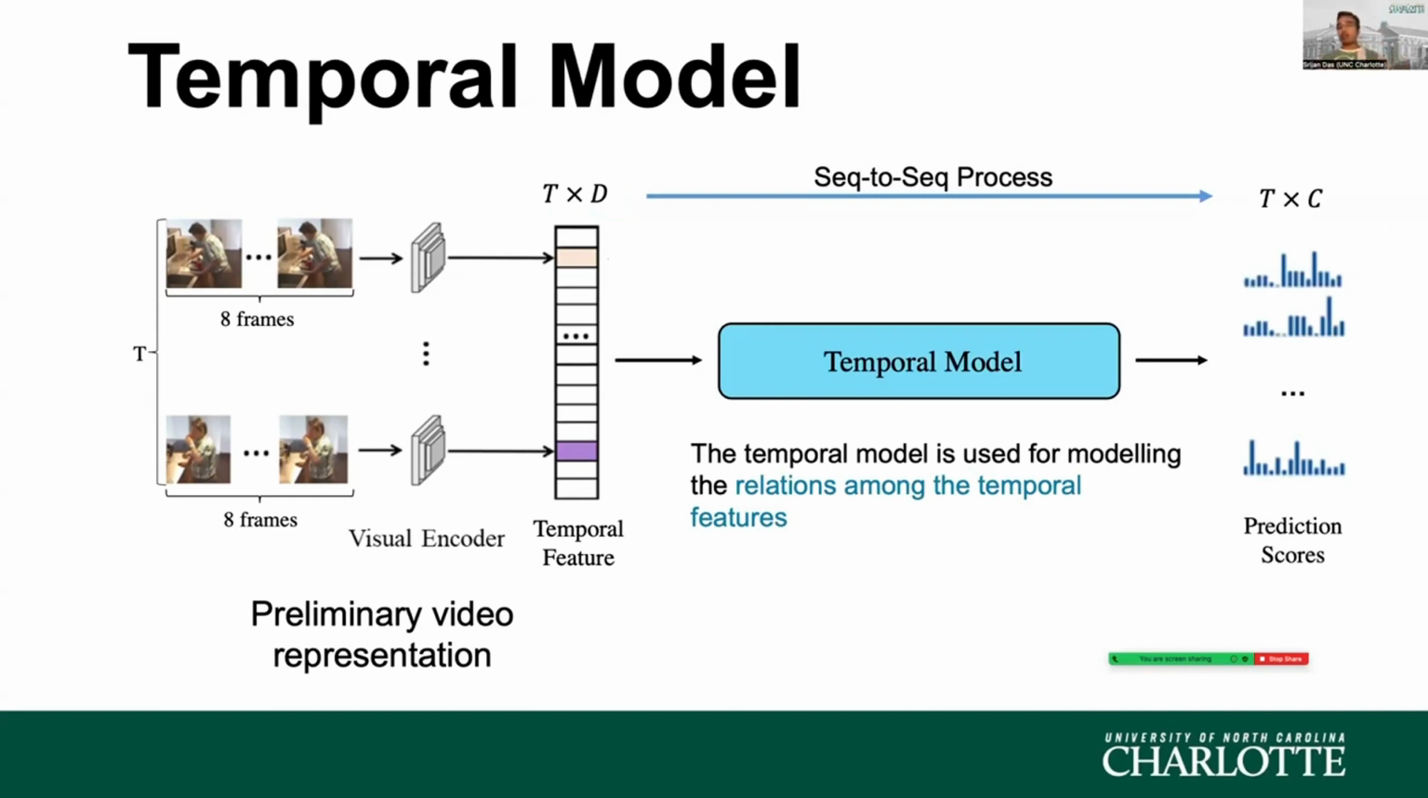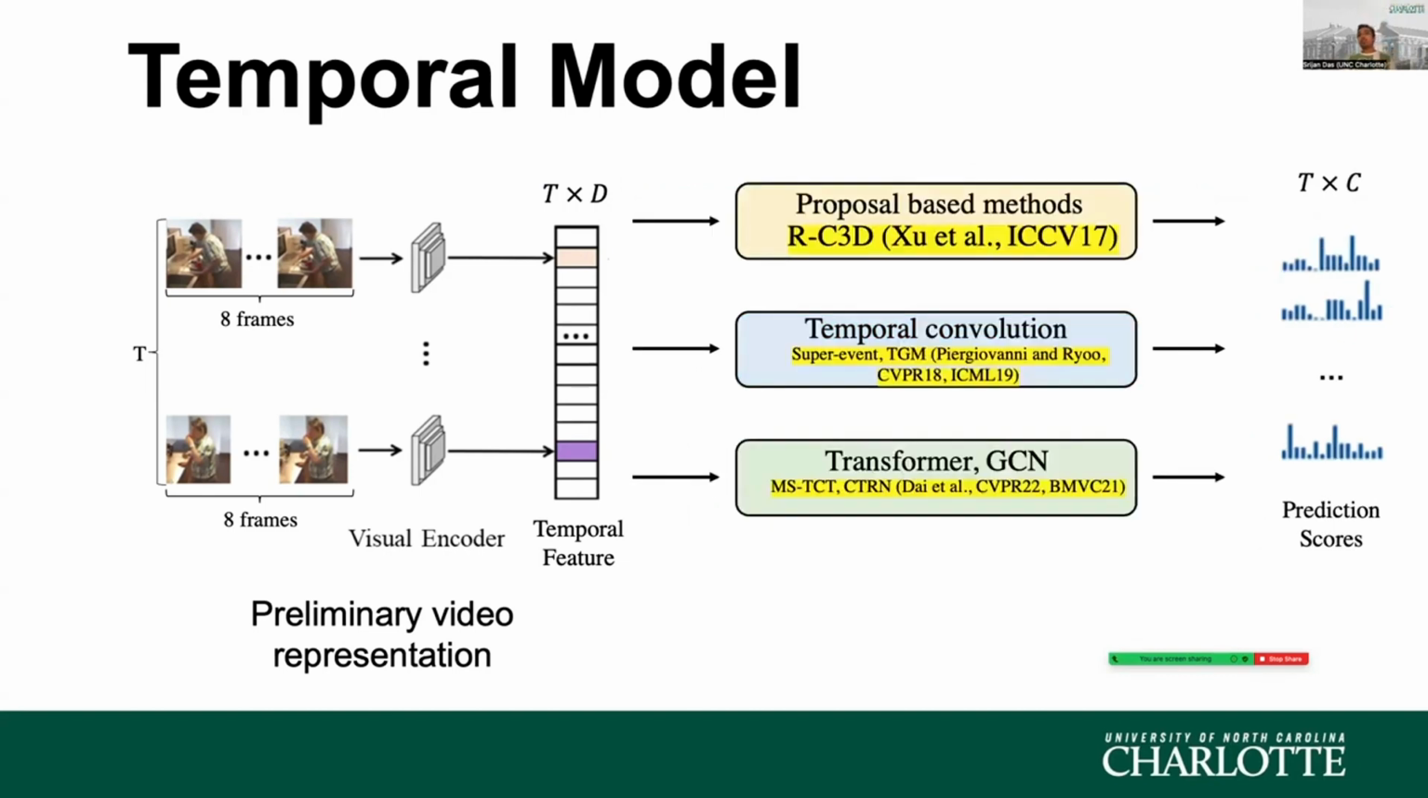Then comes the temporal module, which is used for modeling the relations across the temporal features. It is a sequence-to-sequence learning process, and it projects the features from T cross D to the class prediction scores per snippet or per frame. Several works have been done in this direction. People have come up with different types of temporal models. One is based on proposals. It is very similar to object detectors, where you have different region proposals, of course, across time, which represent the different actions in the videos.